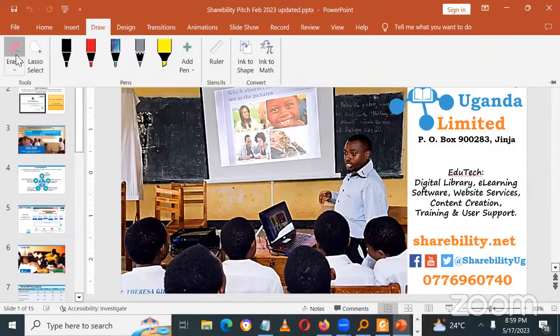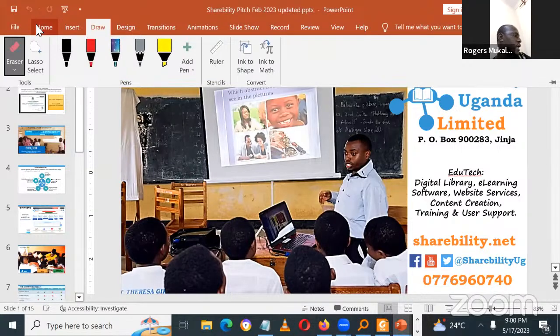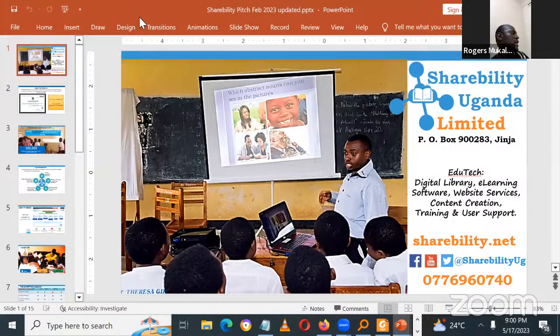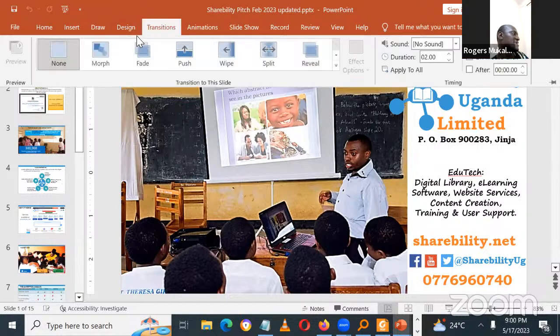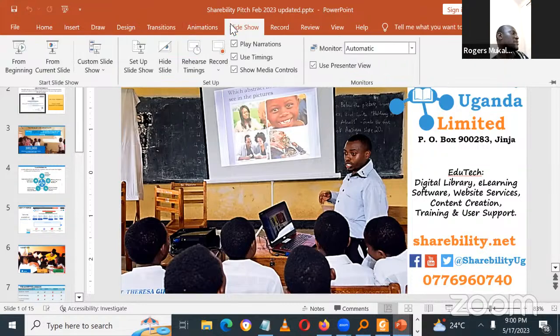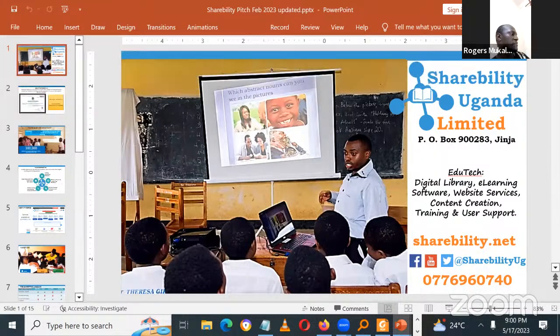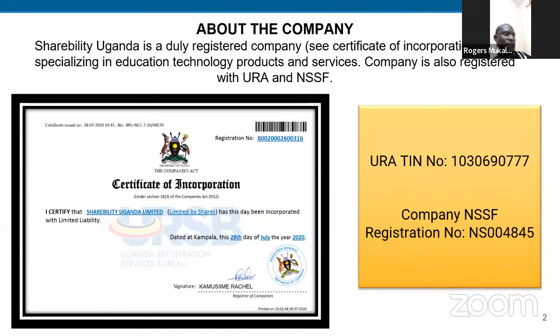When you start your business, you need to also legalize the business. You go to a school, like Trinity College or another big school or another company, and they ask you for documents. If it is to do with bidding, they cannot give you if you are not registered and you are not paying taxes, okay? So some of these things you may need to do. Here in Shareability, we have our certificate of incorporation. We have our URA TIN number, and also we are registered on NSSF. Two months ago, we started paying NSSF for our staff in Shareability. These things can help you to win a bigger contract, when you show them that you have these things.